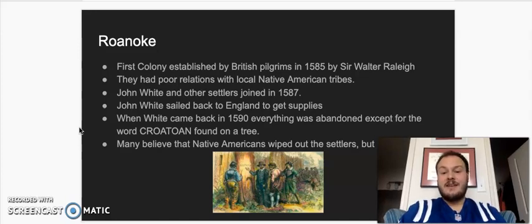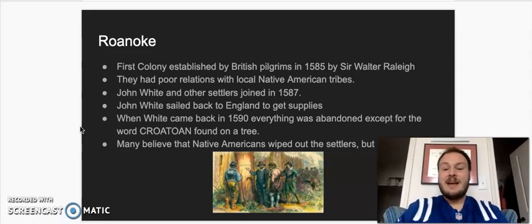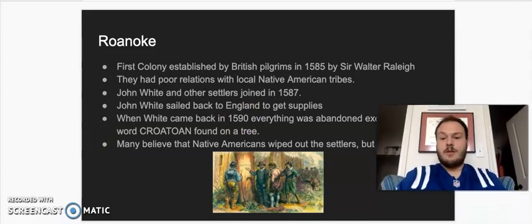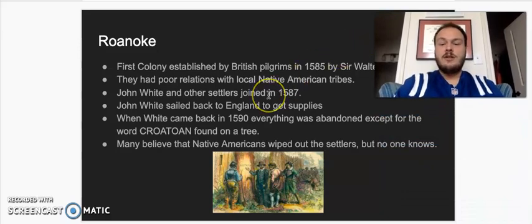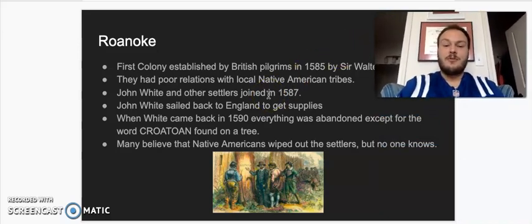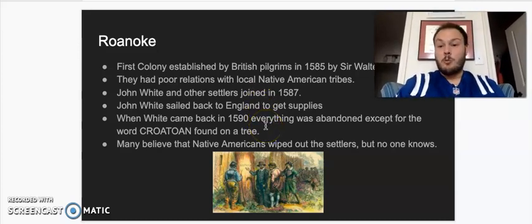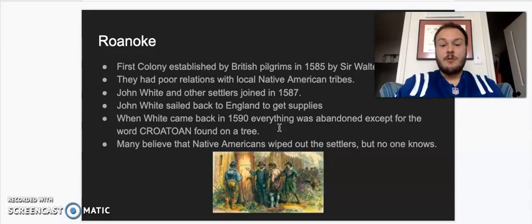So John White went back to get supplies from England because he didn't want to chance anything with the Native Americans around there. But when he came back in 1590, everything was abandoned. The only thing that they found was the word Croatoan on a tree, and I believe that was in reference to the island of Croatoa, which was around them. But again, no one really knows why that was found there, and we really don't have any answers about the colony because everything was gone.